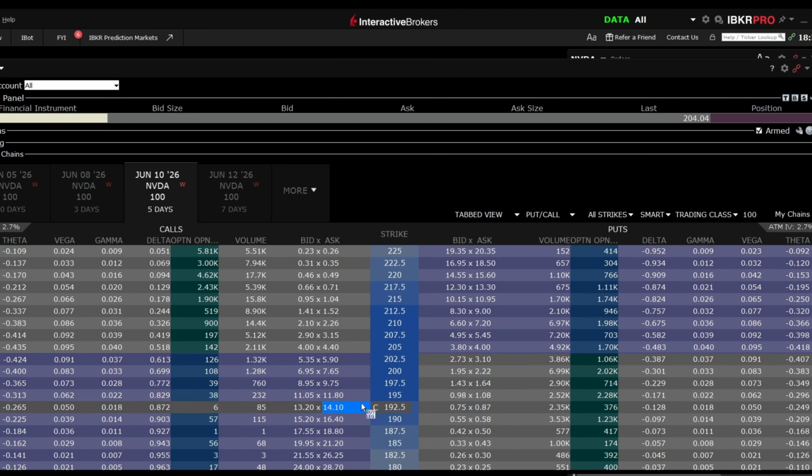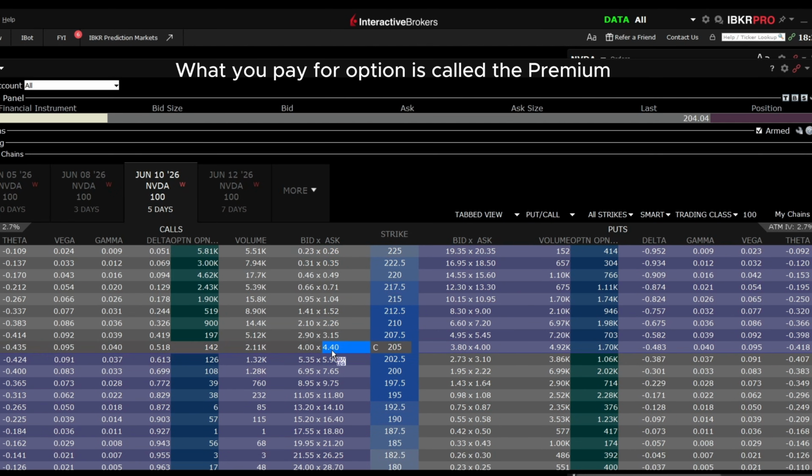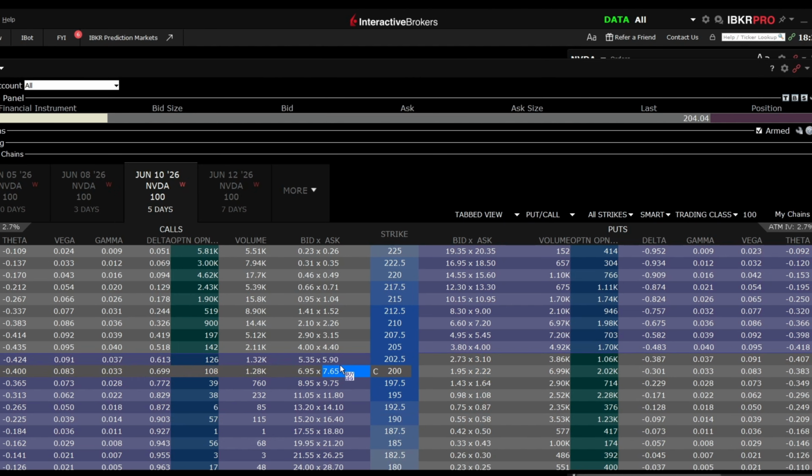Now here's the rule you have to know before you touch anything. Every price on that chain is quoted per share, and every contract controls 100 shares. So you take whatever ask price you see and you multiply it by 100. That is what this contract is actually going to cost you out of your account. You see an ask of $2.73, that is $273. You see an ask of $5.40, that is $540. Do not let the decimal fool you. Always multiply by 100 before you buy anything.